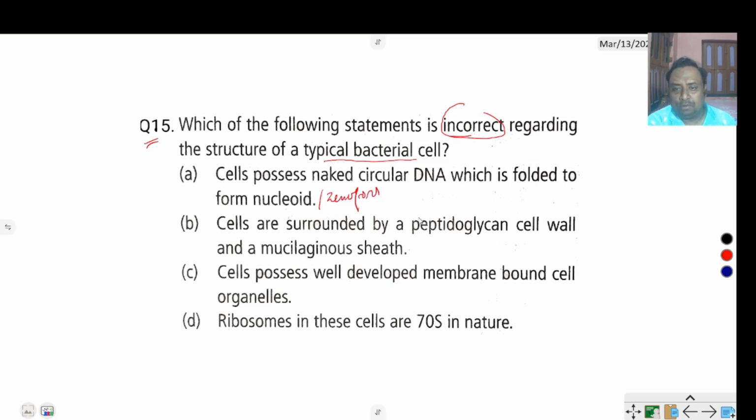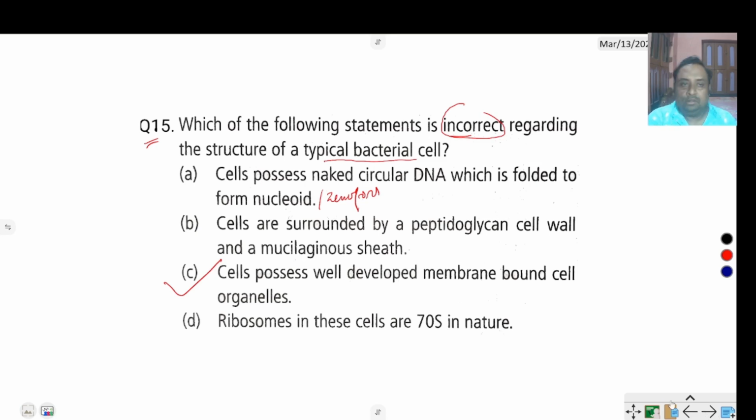Cells are surrounded by a peptidoglycan cell wall and mucilaginous sheath. Okay. Cell possesses well developed membrane bound cell organelles, not. This is absent. This is the correct answer because bacteria lack any membrane bound cell organelles. D. Ribosomes in these cells are 70S in nature. Okay, all options are correct except C.